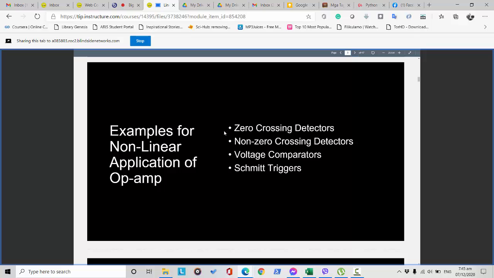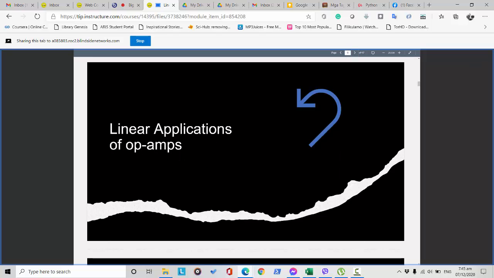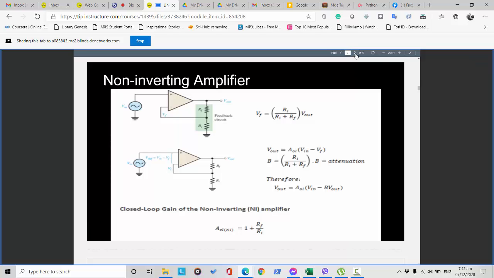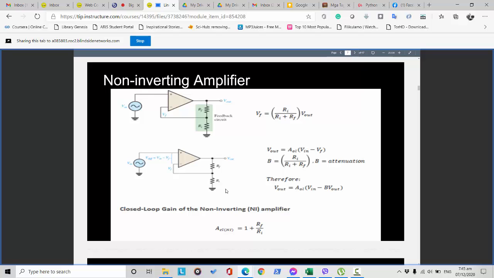Then we also have some examples of nonlinear applications of operational amplifiers. Here we have zero crossing detectors, and then non-zero crossing detectors. We also have voltage comparators and the Schmitt triggers, right? So let's begin to discuss the examples of the linear applications of the operational amplifiers. We have the non-inverting amplifiers here.